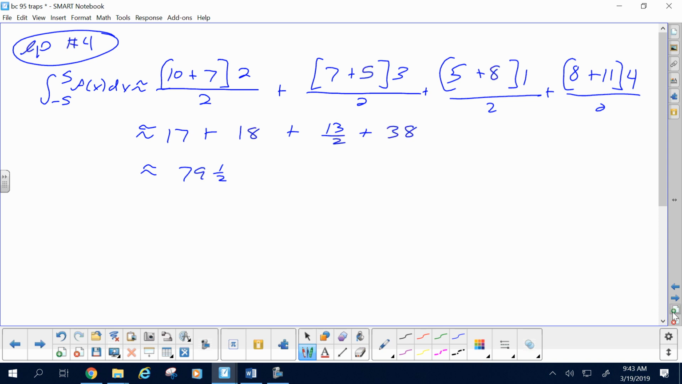What's the problem? Check each of your results for each trapezoid. See if you have an error, which trapezoid you made an error on. Let's go with it. Try 6, please.